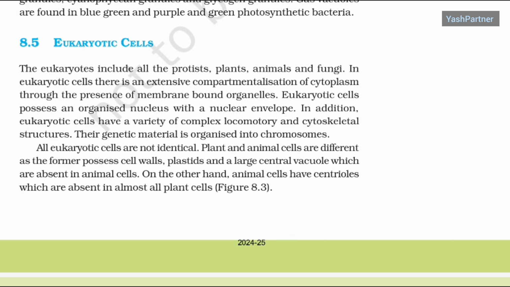All eukaryotic cells are not identical. Plant and animal cells are different, as the former possess cell walls, plastids, and a large central vacuole, which are absent in animal cells. On the other hand, animal cells have centrioles, which are absent in almost all plants. Figure 8.3.